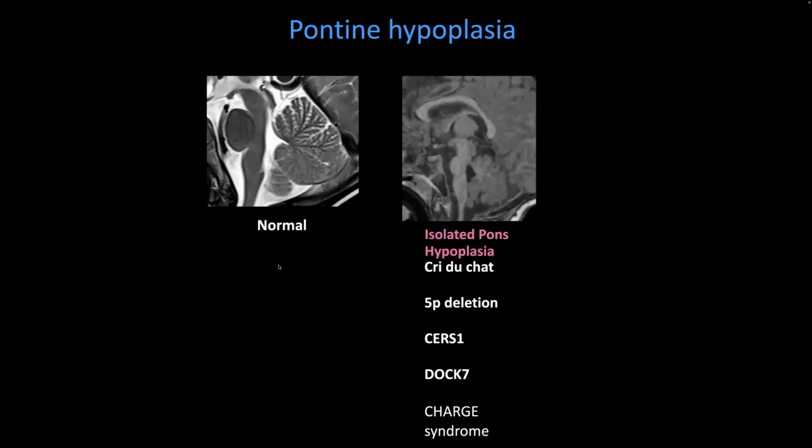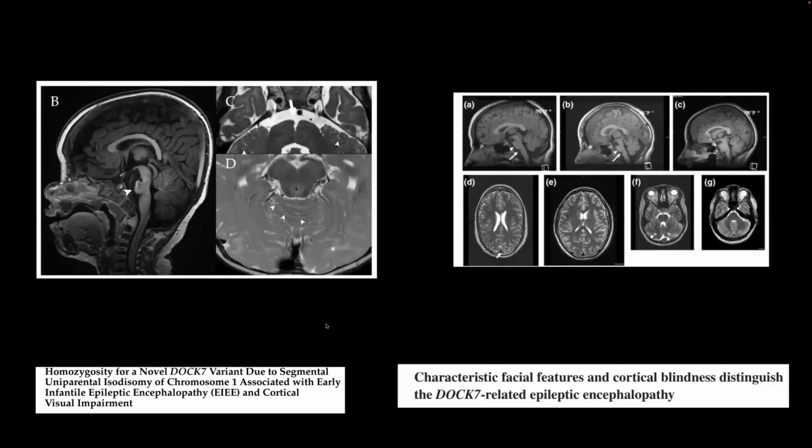Based on the imaging findings, we think of possible differentials of these: Chiari syndrome, pre-Chiari syndrome, 5p deletion, DOCK7 gene. If you look at the DOCK7 related variants, some of the case reports have similar imaging findings seen in our case. You can see that there's some slight ventral groove. There's a significant pontine hypoplasia. Cerebellum is relatively normal. They can be associated with cerebral cysts. So these were the possibilities on imaging which we thought of.